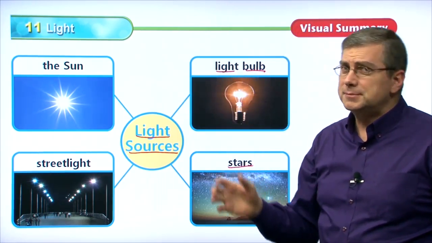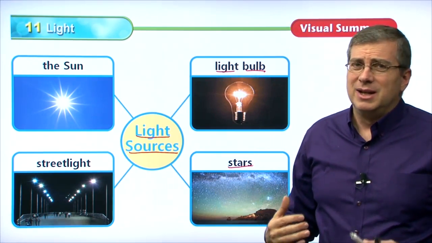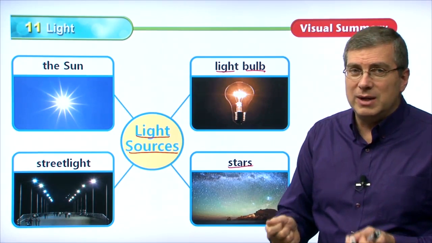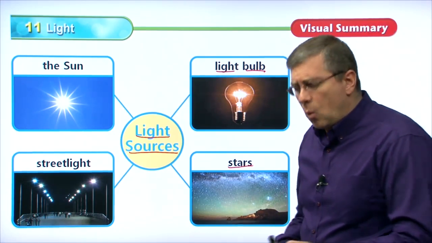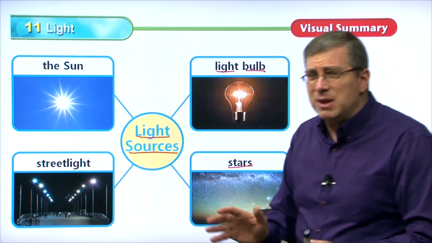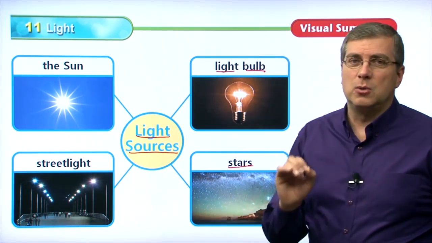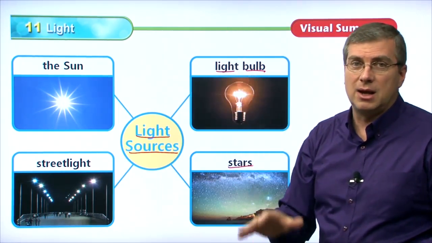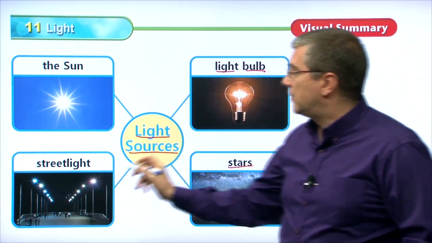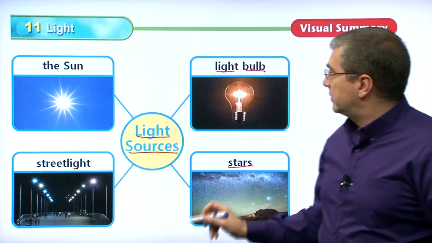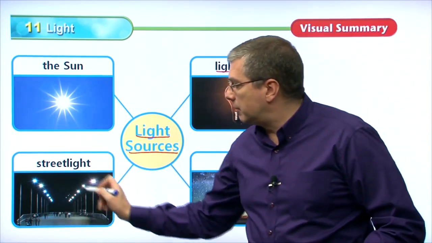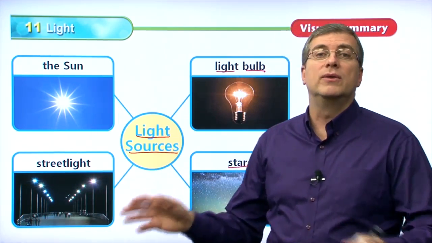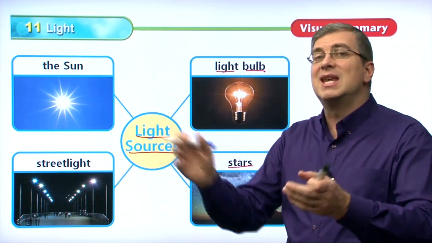Those are stars. It's not a lot of light. I mean, it's probably not enough light to read by, maybe enough light to walk around by, maybe, but the starlight is very, very weak. Of course, it's a lot of light in the sky, but not a lot of light on the ground. Okay, and finally, we have streetlights. Streetlights use light bulbs, of course, to light up the streets at night to make the streets safe for walking around, for moving around, for doing things, so you can see at night.